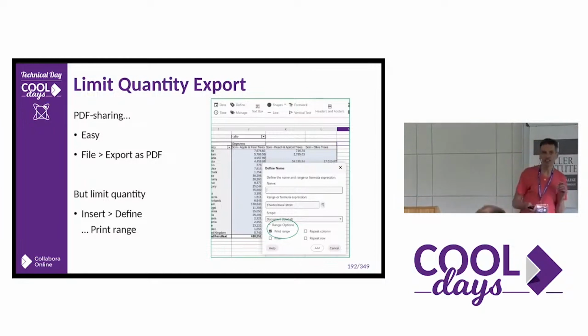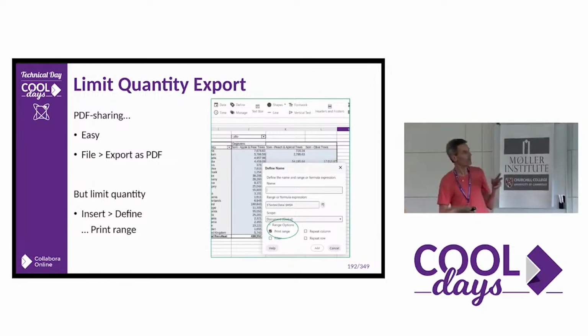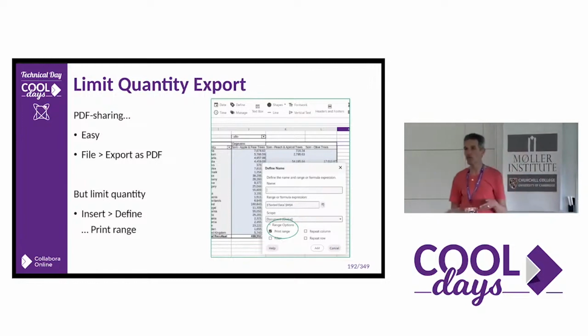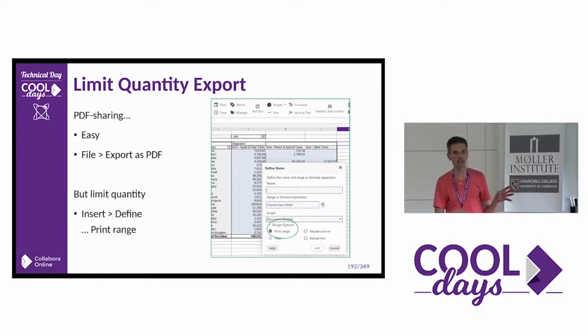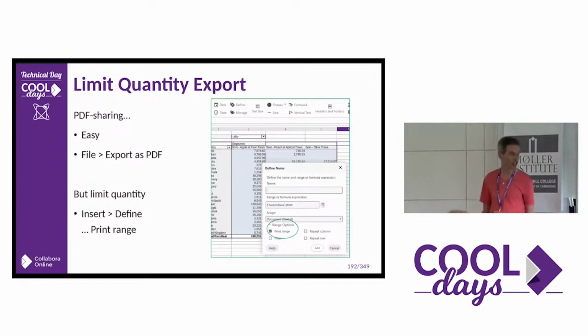Limiting the quantity when you do an export as PDF, talking about cooperation. The PDF sharing itself, it's easy. And we've even heard about improvements that the PDF options will be available shortly. Limiting the quantity of your PDF export comes with print ranges. And print ranges are defined under Format, Print Ranges, and you click the More Options at the bottom of the dialog, and you can select a print range. Typically when you do a PDF export, I'm not sure if it's by default, you can choose print ranges.